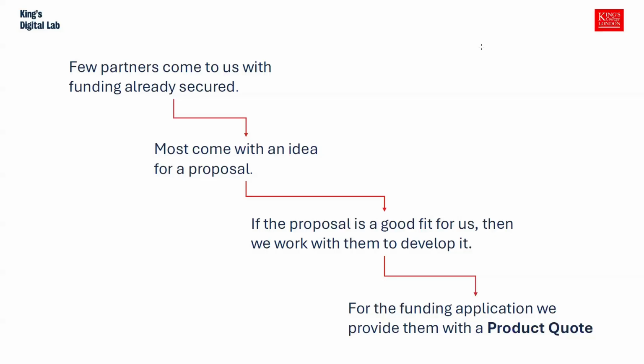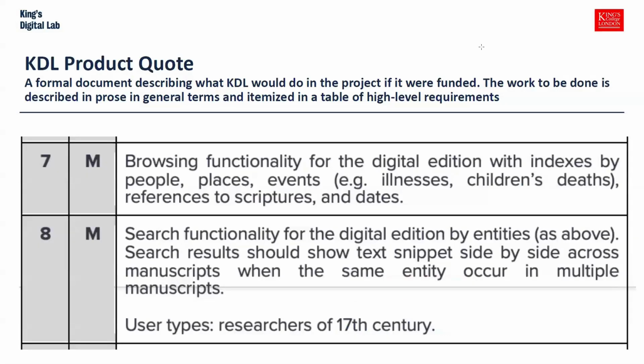And what we give them at the end of those discussions when they're ready to submit is what we call a KDL product quote. Now, a product quote is a formal document. It's a kind of a contract between them and us. We sign it, they sign it. And essentially it is a description of the work that KDL will do on that project. And we describe that work in two main ways. One is that we have a series of text sections, free prose text, where we'll talk about, okay, this is what the partner wants to do.